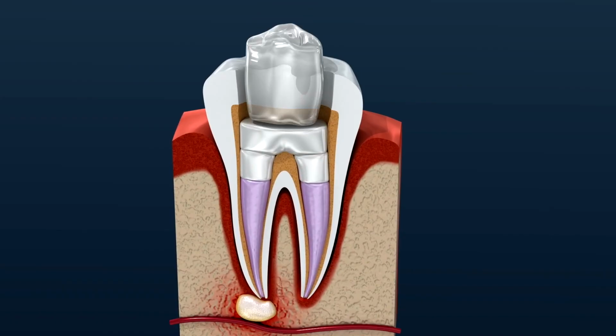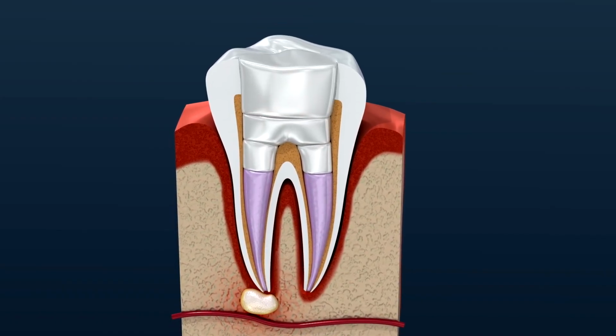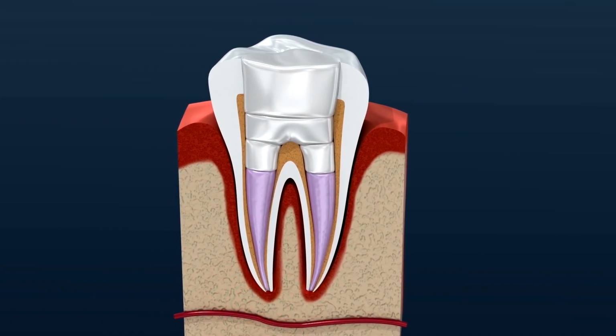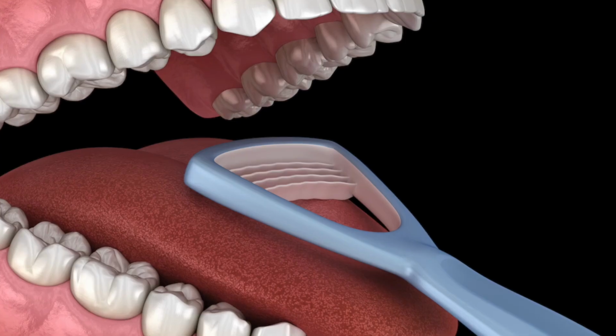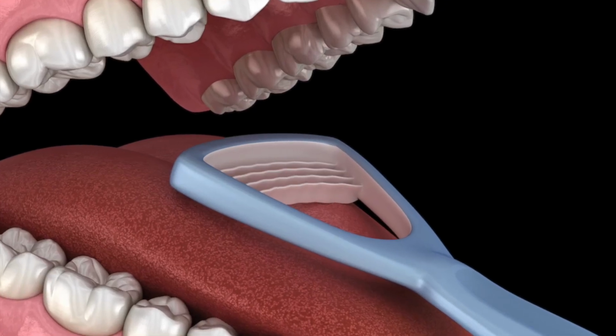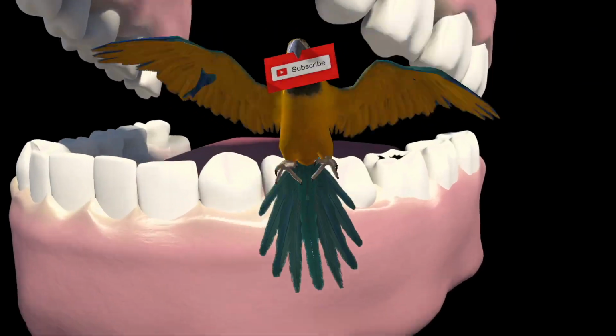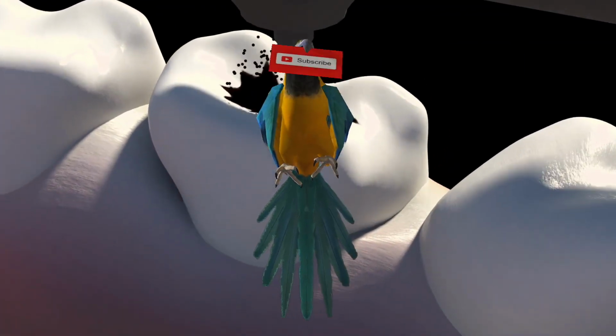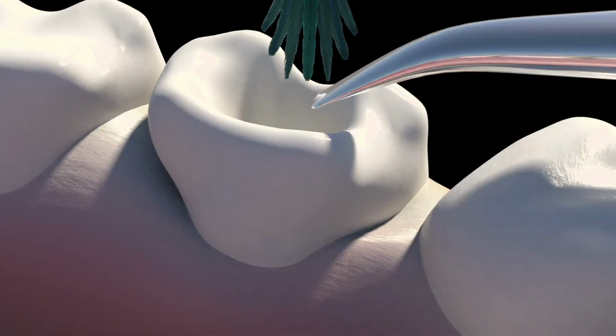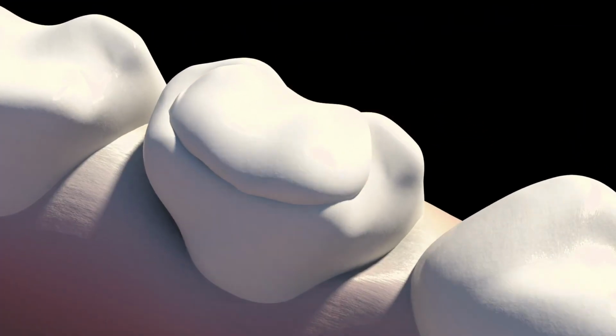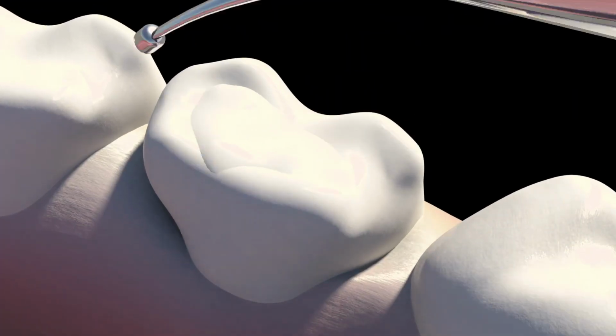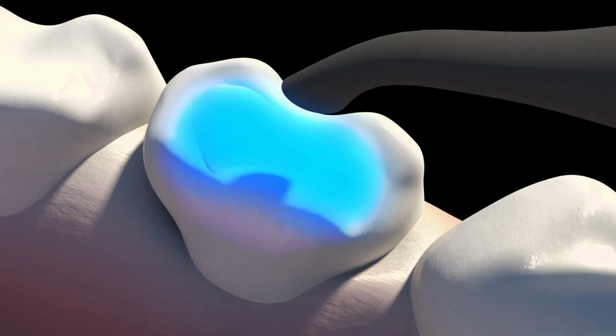A root canal is performed when the infection has spread to the pulp. During this procedure, the dentist removes the infected tissue, cleans the inside of the tooth, and seals it to prevent further infection. In cases where the tooth is severely damaged and cannot be saved, extraction may be necessary. The missing tooth can then be replaced with a dental implant, bridge, or denture.